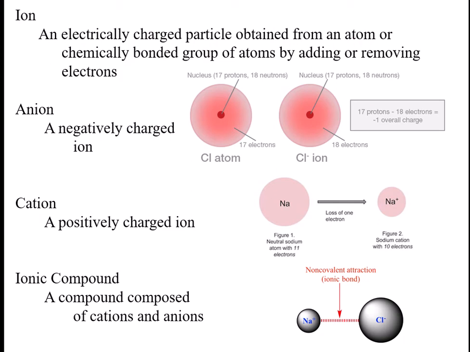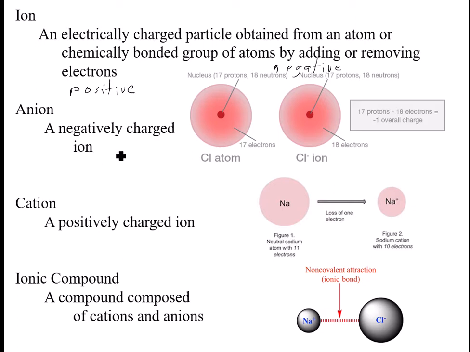Now, for ionic compounds, they're made up of ions. An ion is simply an electrically charged particle from an atom, formed by either adding electrons, which means they're negative, or removing electrons, which means they're positive. Okay? So an anion is a negatively charged ion, which means I've done what?